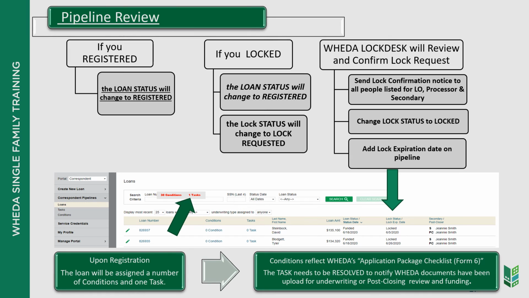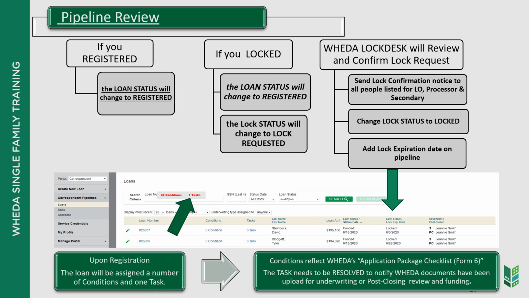To review your pipeline, you will click on the word Pipeline in the upper left-hand corner of your screen. Within the pipeline screen, you can view all the loans in your pipeline. Dependent on your permissions, it may be your loans or the loans you are assigned as a processor or underwriter. From this screen, you can view the loan number, conditions, tasks, loan amount, loan status, lock status, and expiration, and who the loan is assigned to.